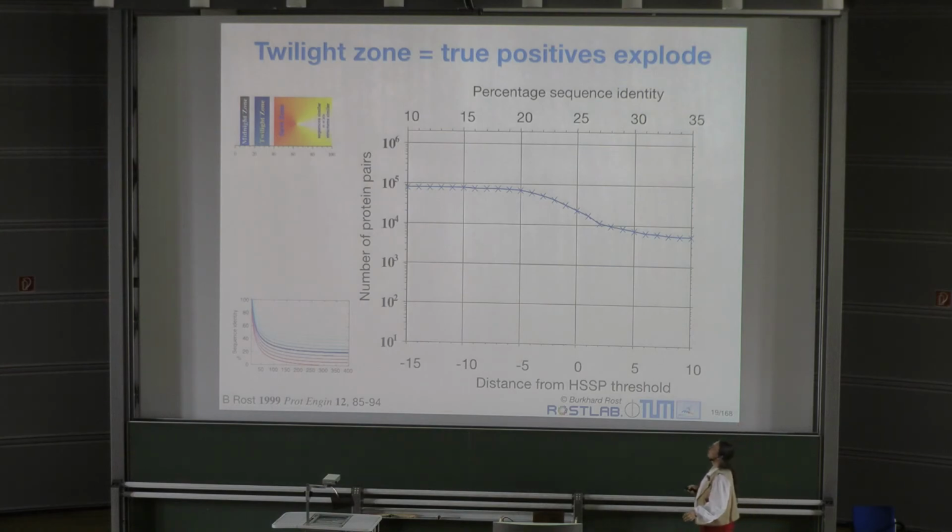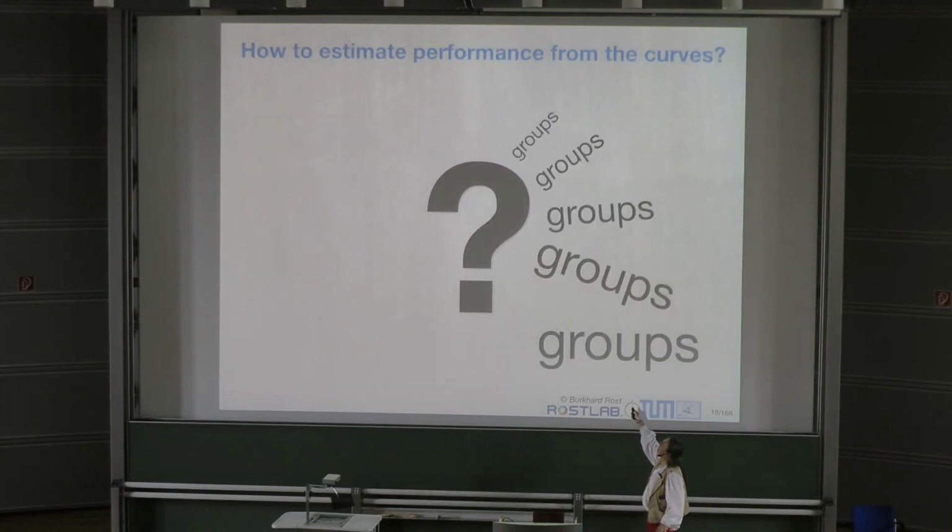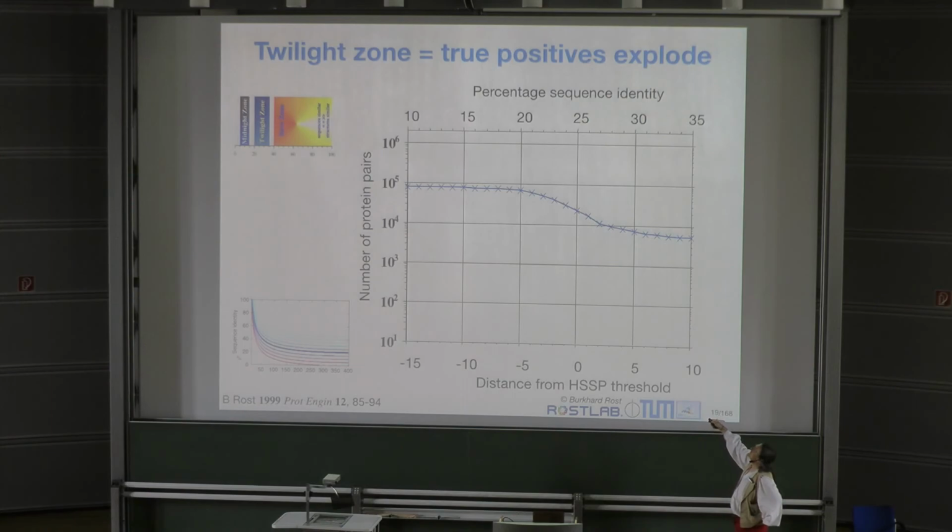That's just the corresponding percentage sequence identity. Let me go back, for this curve saturates, and that's the value that I chose up there. So this is just an approximation. This is the actual value plotted.